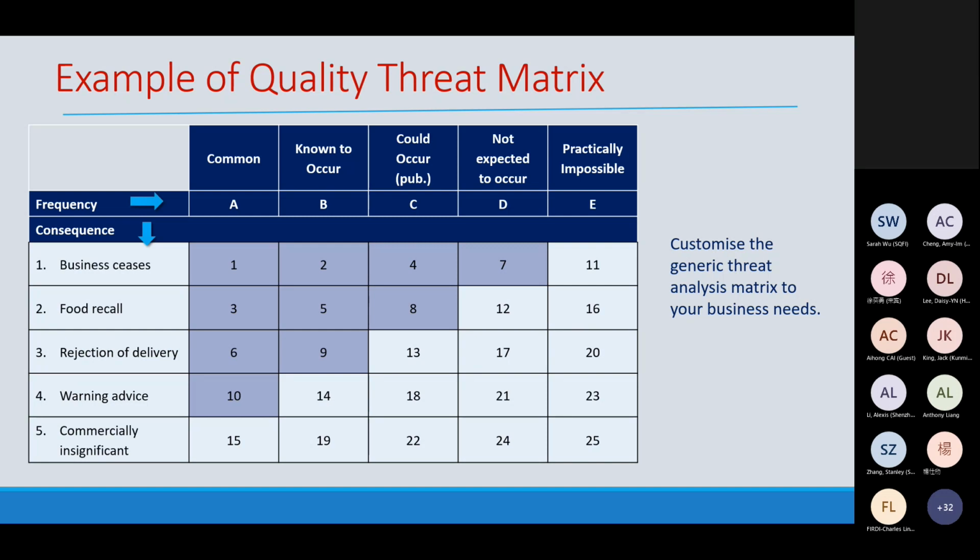So it can be, and this is just an example, anything from the business ceases to food recall to rejection of delivery to warning advice from customers to commercially insignificant. That can include, by the way, and some sites are doing this, online reviews of their product as one of the consequences. That's negative online reviews as one of the consequences in their quality threat matrix.